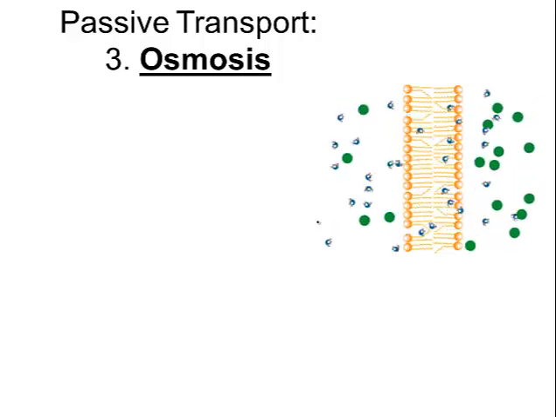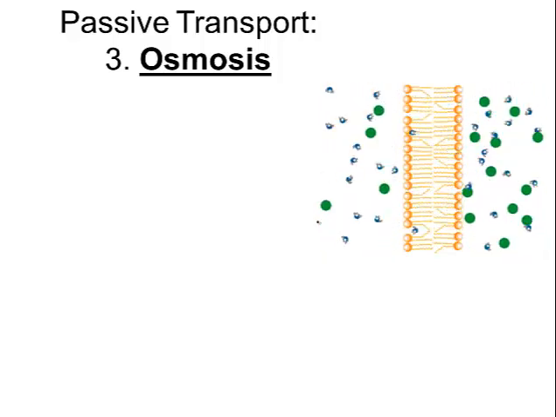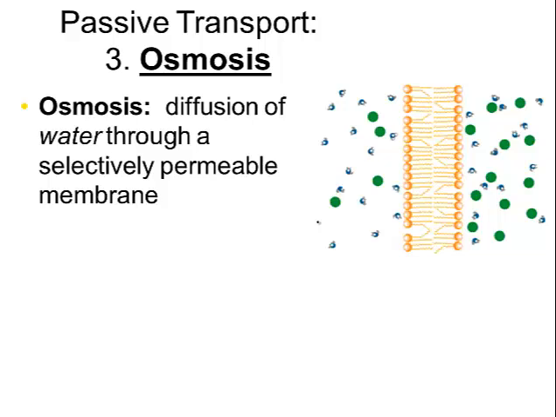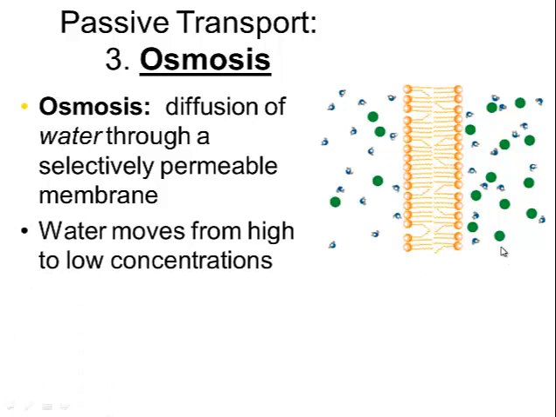Okay. All right. Our third type of passive transport is osmosis. Osmosis is the diffusion of water through a selectively permeable membrane. So we are only talking about water when we talk about osmosis. So water is going to move from high concentrations to low concentrations. So this diagram was going a minute ago, but these little molecules here that look like flies, those are your water molecules, and they are the ones that can move.